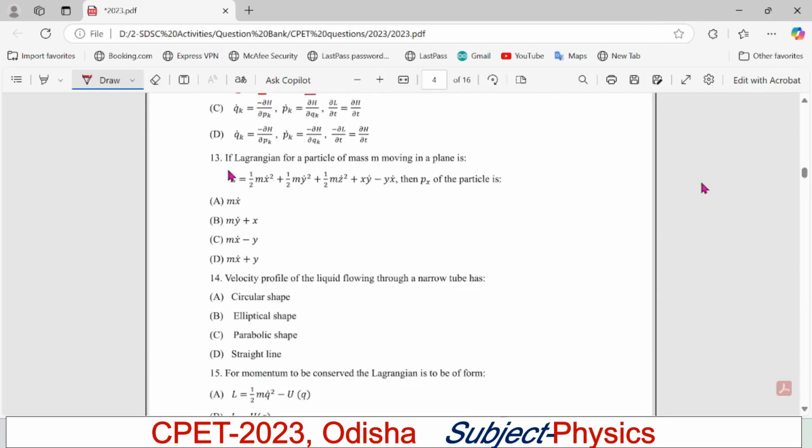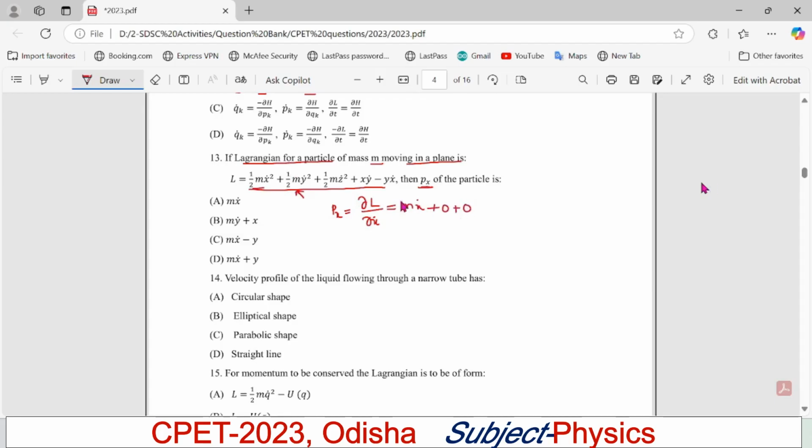Now question number 13. It is asked that the Lagrangian of a particle of mass m moving in a plane is given, and we have to find the momentum p x along the x-axis. In general, p x is del L by del x dot. Now I am going to apply this to this Lagrangian, that means differentiation with respect to x dot. The first term will be m x dot, and the second term has no x dot term, so it will be 0.